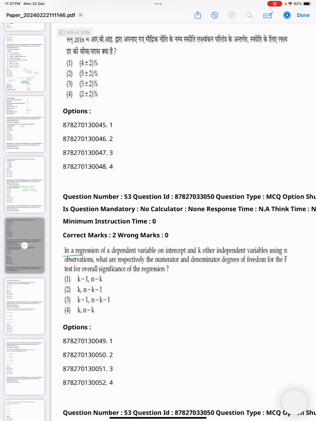In a regression of a dependent variable on intercept and k other independent variables using n observations, what are respectively the numerator and denominator degrees of freedom for the F test? So the F test is R squared upon k minus 1, over 1 minus R squared upon n minus k. So k minus 1, n minus k. The answer is the first.